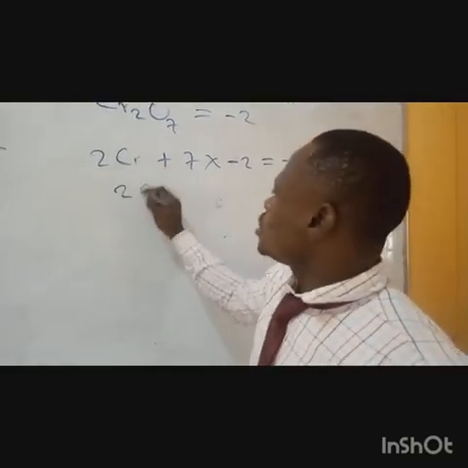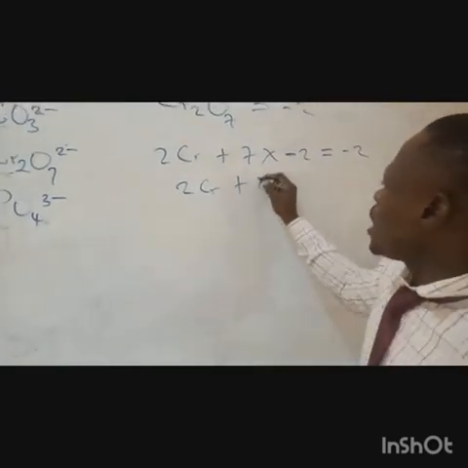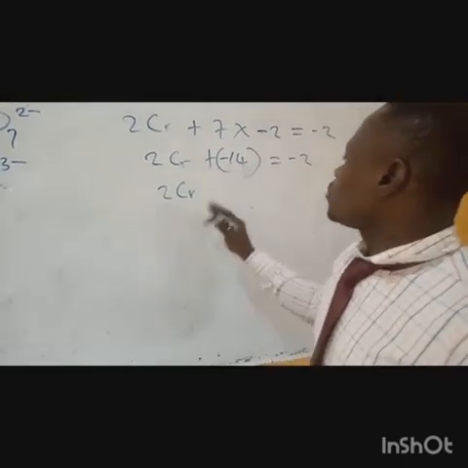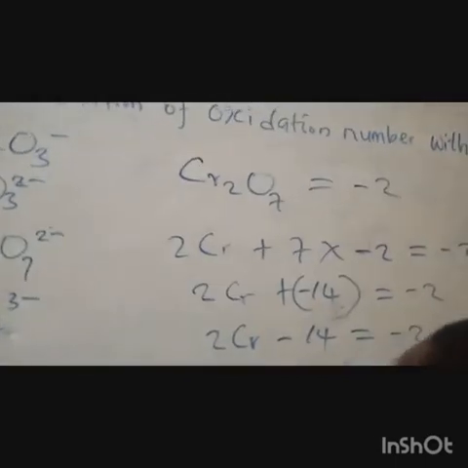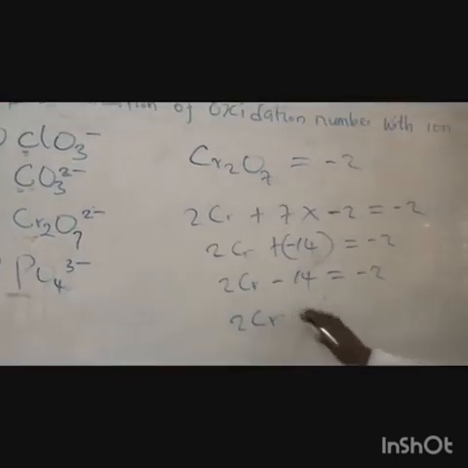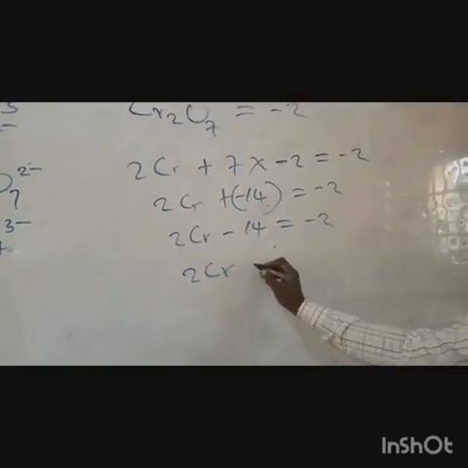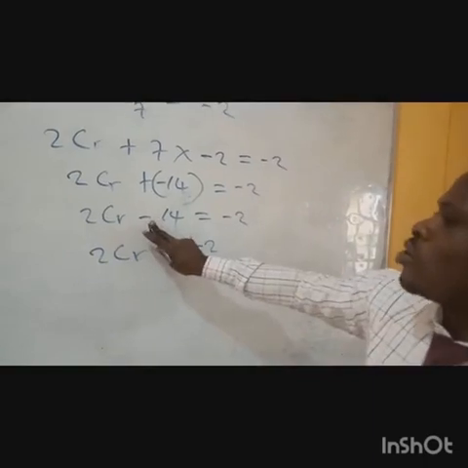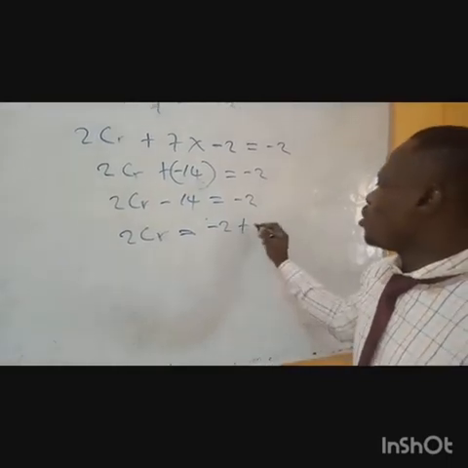So 2Cr, that is chromium, plus 7 times minus 2 will give you what? Minus 14, and that is equal to minus 2. So what you are going to do is take this one to this side. When you take it to this side, you have 2Cr equals minus 2. This one is minus, so when it crosses to the side of equality, it becomes plus. So you now have plus 14.